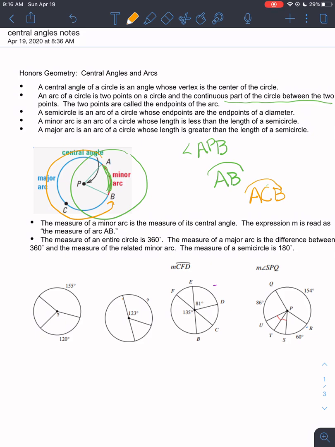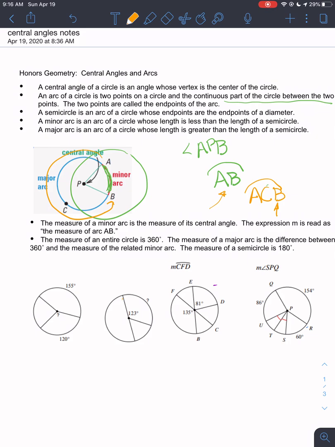A major arc is more than half of a circle. A minor arc is less than half of a circle. So if you see two letters, you know that's a minor arc. If it's named with 3 letters, then you know it's a major arc. The measure of an arc and the measure of a central angle are the same.